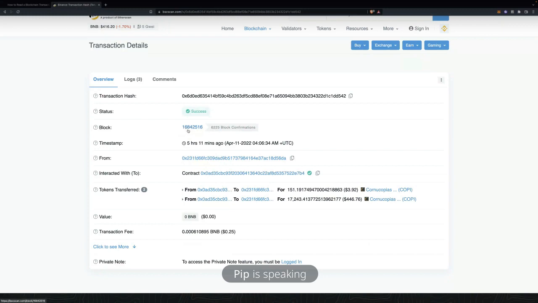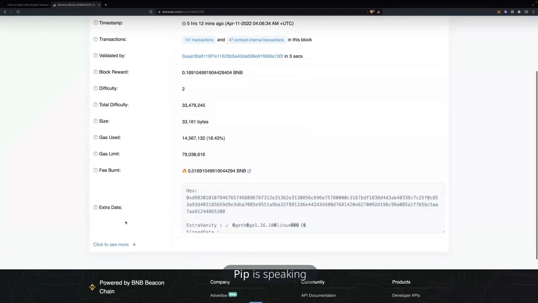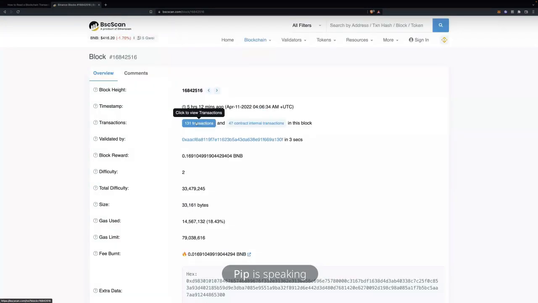Block number 16,842,516. Now, if we click here, we can see everything that happened during that block. 131 transactions and 47 internal transactions happen in that block. And if we really wanted to, because we have got nothing else to do today, we could go and have a look at every single one of those transactions by clicking here.